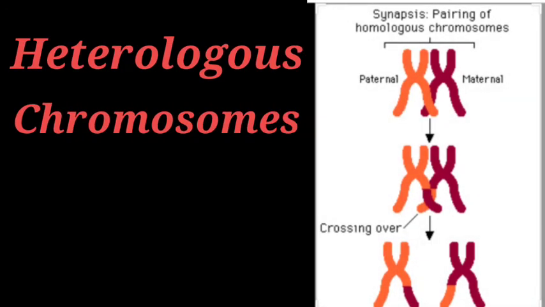The other type of chromosome is heterologous chromosomes. This means that if chromosomes do crossing over, and after crossing over they form a pair of chromosomes, they are called heterologous chromosomes. They are not similar in length, structure or other characteristics.